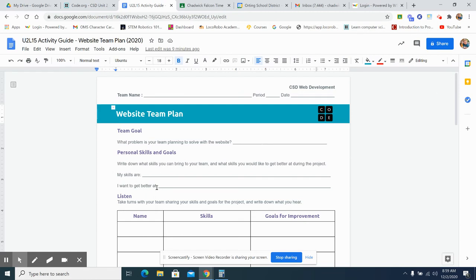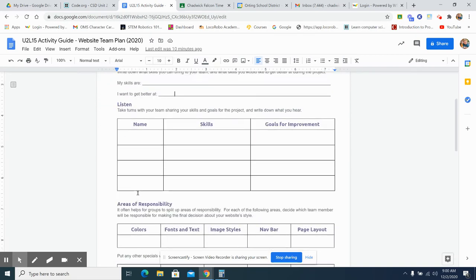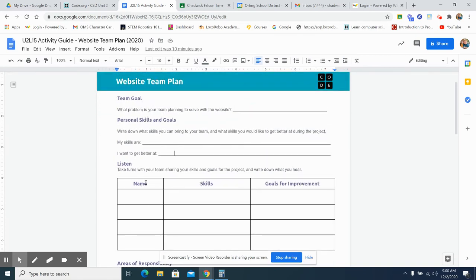And what do you want to get better at? Sometimes we just want to get better at something. This is not a time for I don't know. Really think about, what do you want to get better at? And really think about what your skills are. Take time to listen. After you've done this part, go down to the table and take turns with your team sharing your skills and goals for the project, and write down what you hear from people.